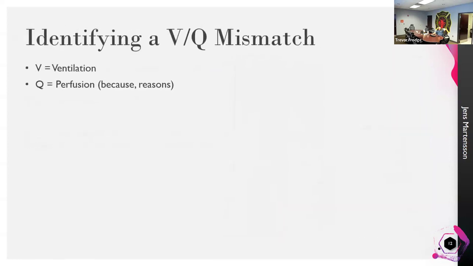So we got to identify this VQ mismatch. So what is a VQ mismatch? Well, V stands for ventilation, or in our case, breathing. So remember that your respiratory system is kind of two parts. There's the air in and air out. So you're actually moving air in and out of your body. That's ventilation. And then there's the Q, which stands for perfusion, because reasons. No set reason. It's just because medicine in Latin decides that Q equals perfusion.